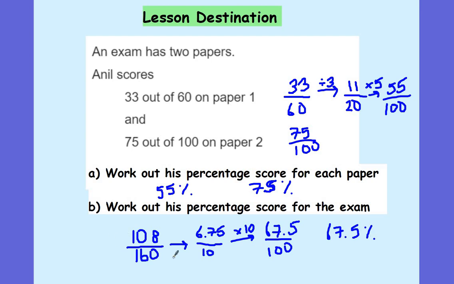You might have chosen to do that in another way. You might have converted it to something over 20. There are lots of different ways of doing it, but the answer I was looking for is 67.5%.